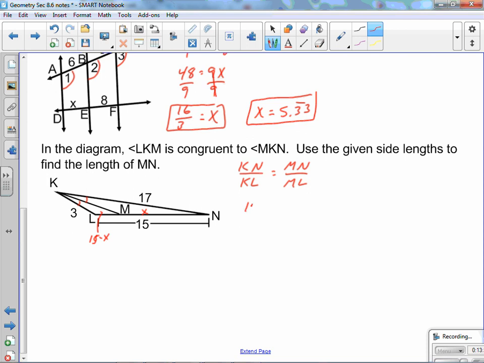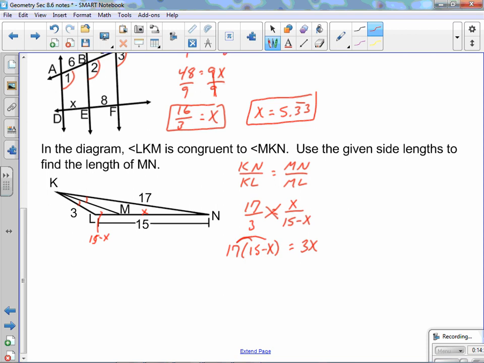So KN is 17. KL is 3. MN is going to be our X. And ML is 15 minus that X length. So once we've got the proportion, now it's just once again cross multiplying and solving for the X. So we have 17 times 15 minus X. It's going to equal 3X. Make sure we multiply that 17 times the whole quantity, 15 minus X.